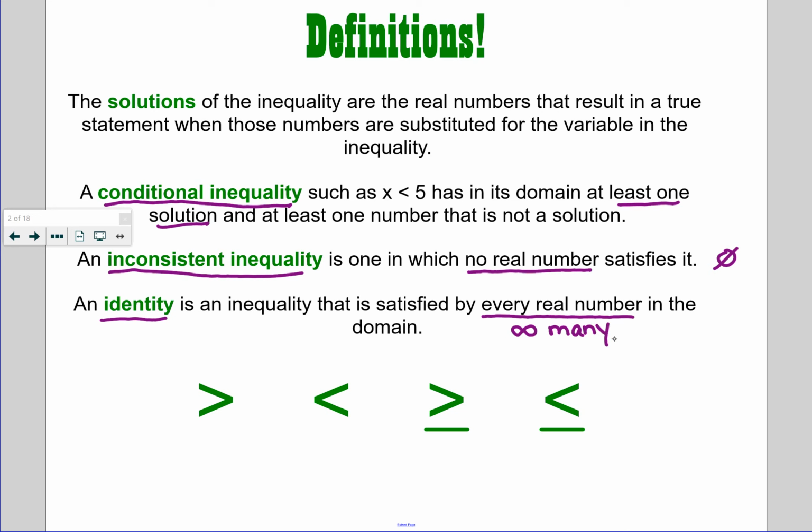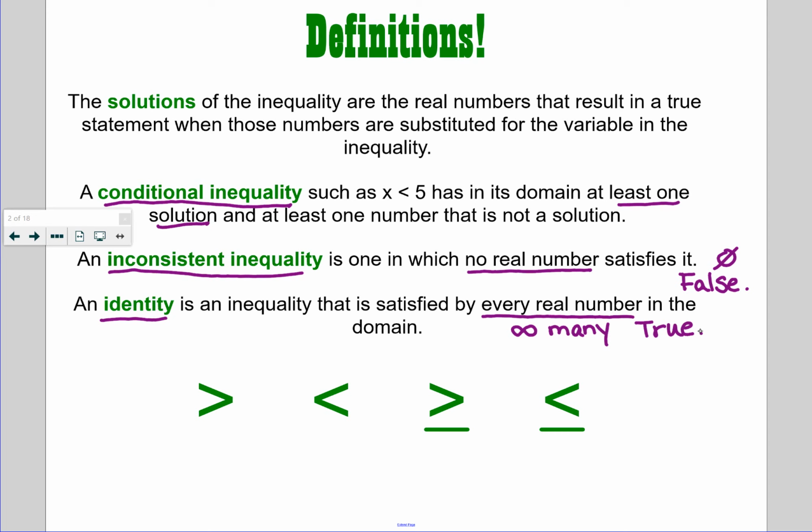Just like we had those two special cases with systems, we're going to have the same thing happen with inequalities. You know you have no solution when all of your variables disappear and you're left with a false statement. And you know you're left with an identity or infinitely many solutions when you have a true statement always. So we want to keep those in the back of our mind as we're going through the problems in this lesson.